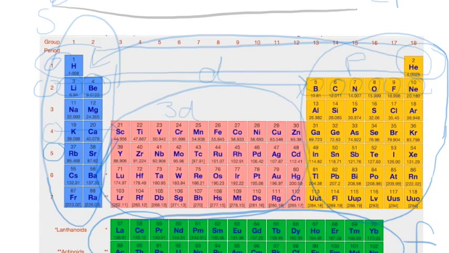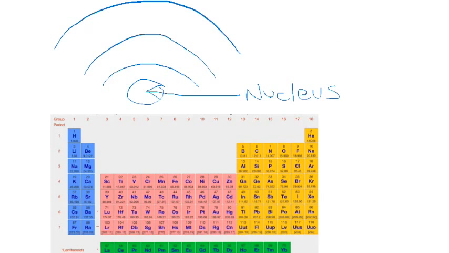Let's have a look at what this means for writing some configurations. In the past, you will have learnt about electron shells. You may have even learnt the formula 2n squared, where n is the number of shells. This gives us an idea of how many electrons can fit in each shell. So you may remember that the first shell fits 2, the second shell 8, the third shell 18. We're going to look at this in a bit more detail and talk about things called subshells.